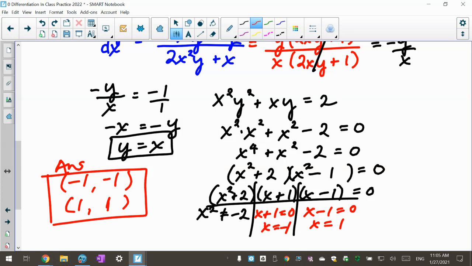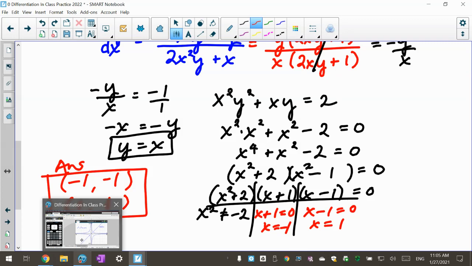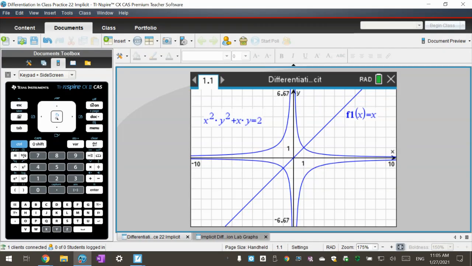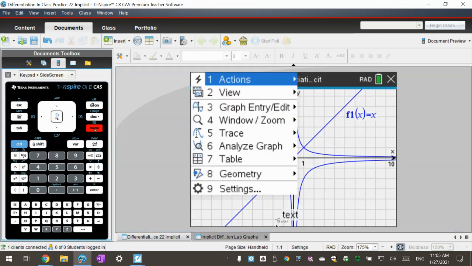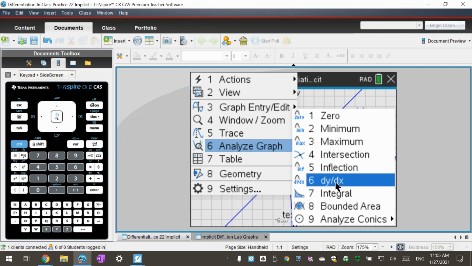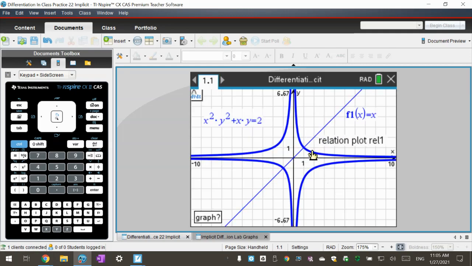Okay, so let's look at the graph. So I did graph this on my TI Inspire, and what you see that looks kind of like a star is my graph, and I had to use a relation plot. Then I graphed the line y equals x, and as you can see, it does cross at 1, 1 and at -1, -1. So that helps you, but I haven't found out how to find any more on that graph, because it won't allow you. When I try to analyze my graph of dy/dx, it doesn't even let you do it.